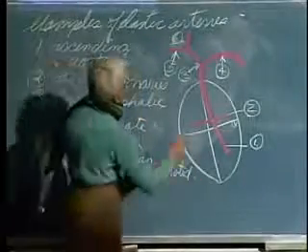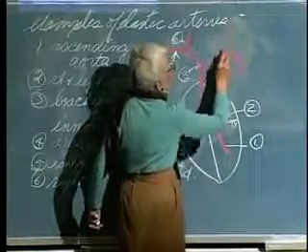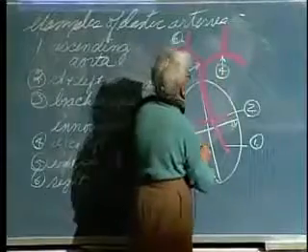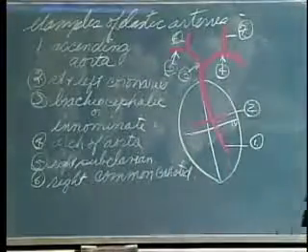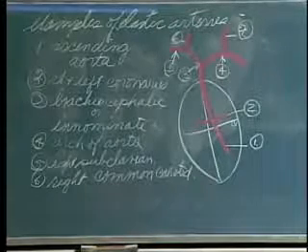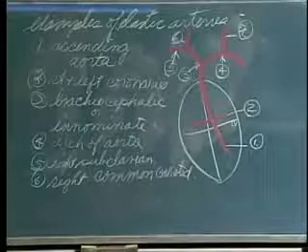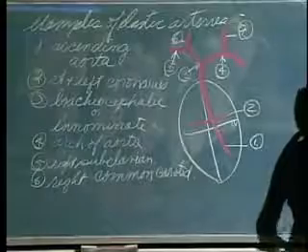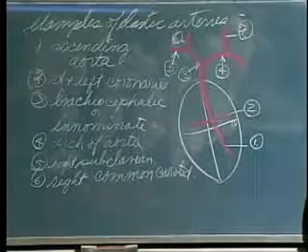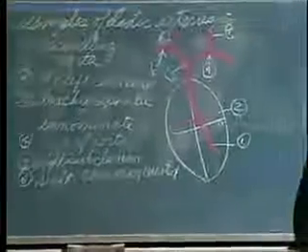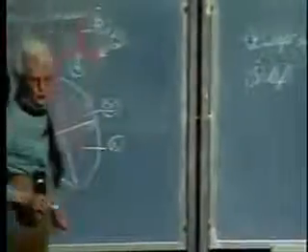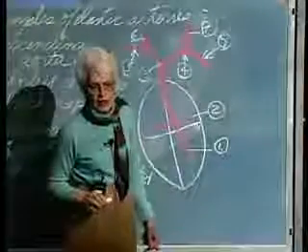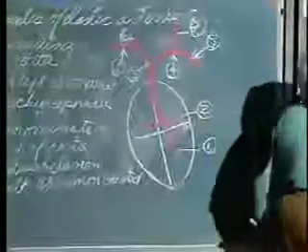And then we can follow over to the opposite side where we'll have 7, which will be the left common carotid. And 8 is what then? Same as on the opposite side. What do we have over on the opposite side? Subclavian, sure. Left subclavian.